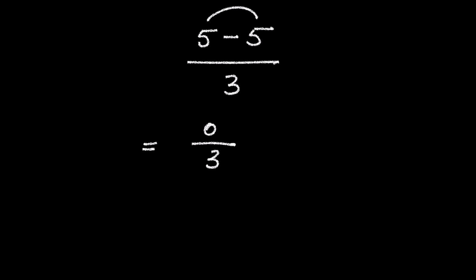If I'm going to do this straight on top of the brackets, I'm going to have 5 minus 5 over 3. So I'm going to first do 5 minus 5. 5 minus 5 is 0. And 0 divided by 3, using my identity, 0 divided by 3 is 0.